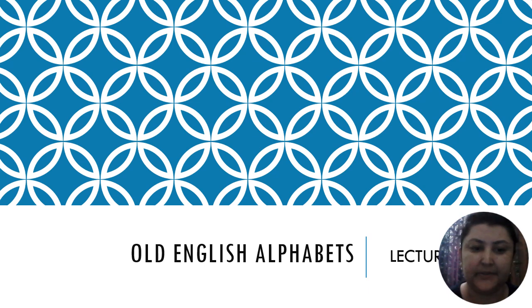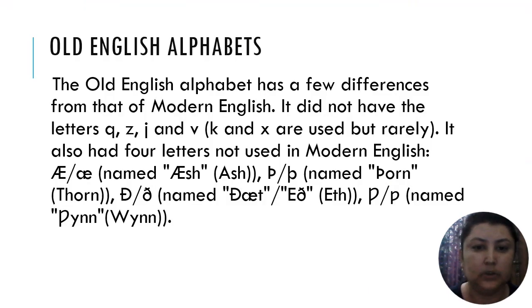Old English alphabet. The Old English alphabet has a few differences from that of modern English. It didn't have the letters Q, Z, J, and V. K and X are used but rarely. It also had four letters not used in modern English, such as ash, thorn, eth, and wynn.